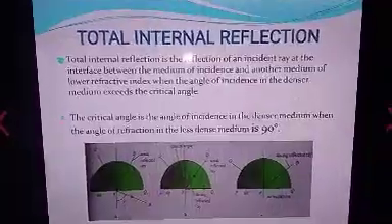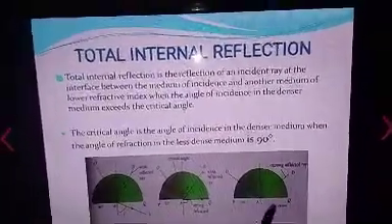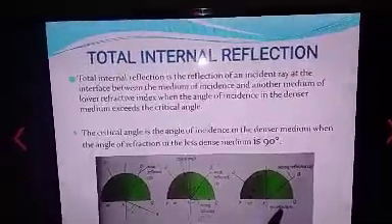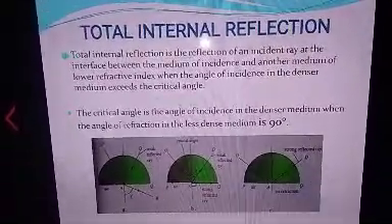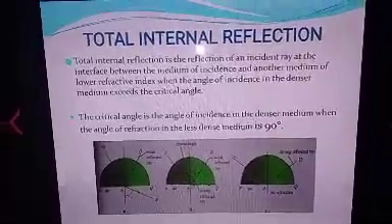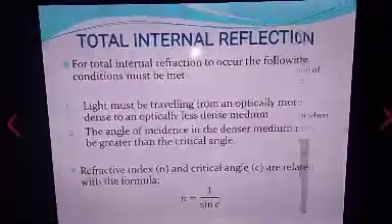Now, from this last diagram, at this angle, the rays of light didn't refract out of the glass block. Instead, it is reflected internally. This is what we call total internal reflection. In nature, we see total internal reflection.